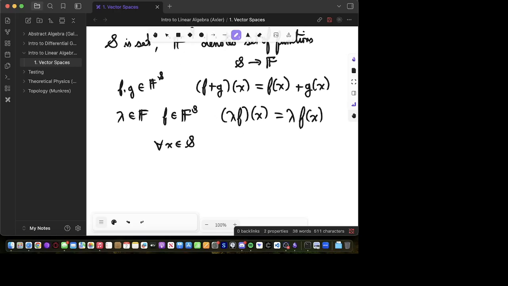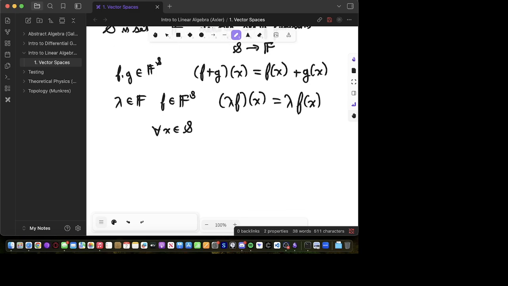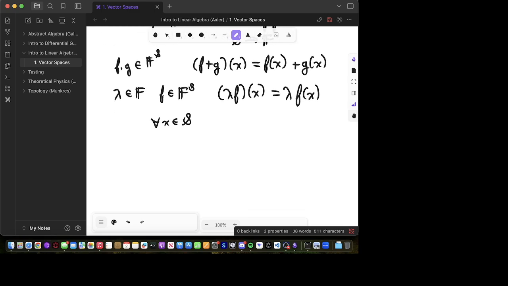So now let's get to some proofs. Our first theorem is the following.